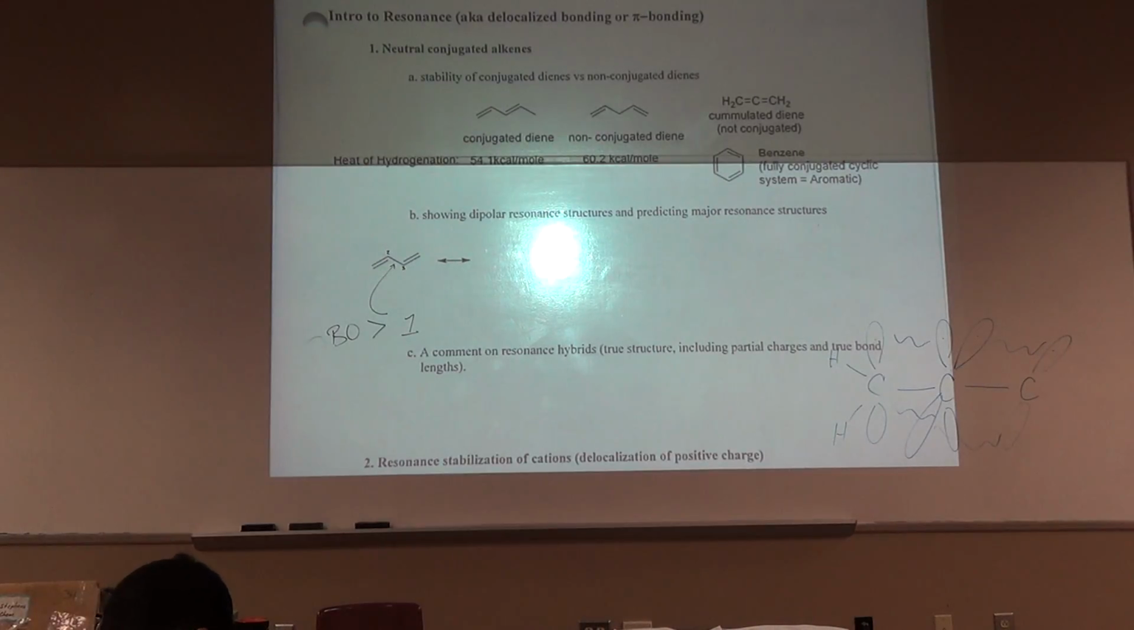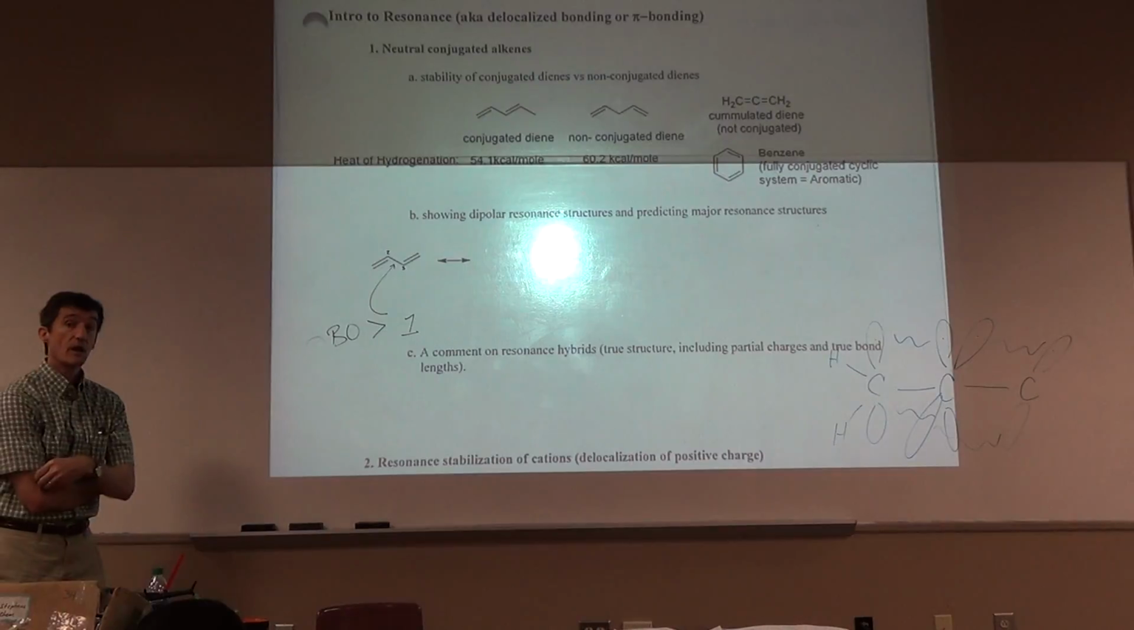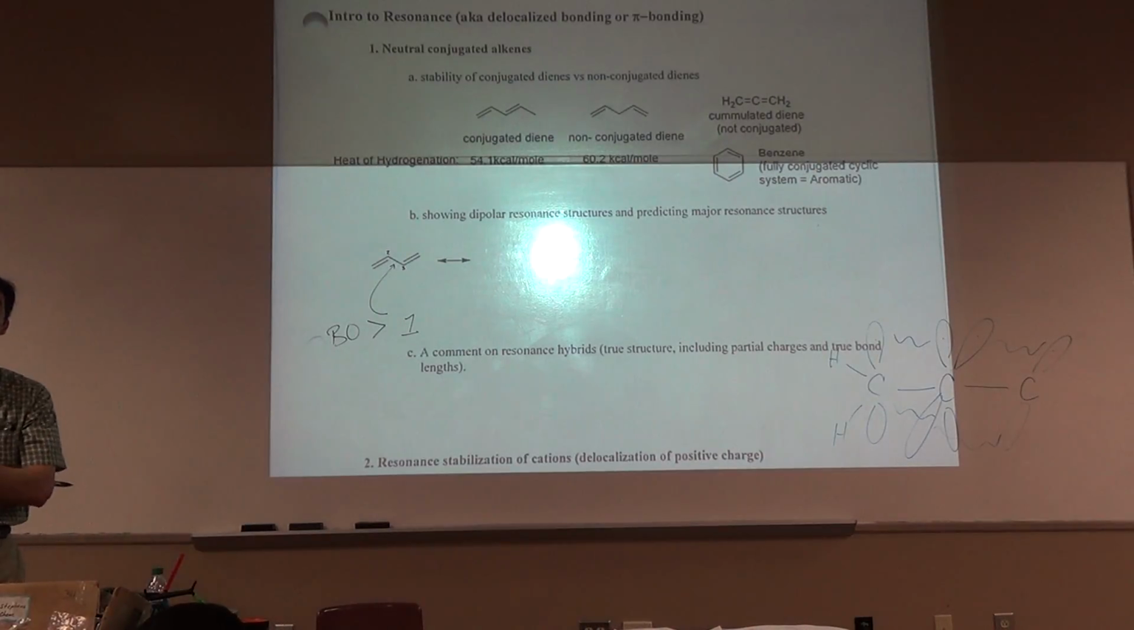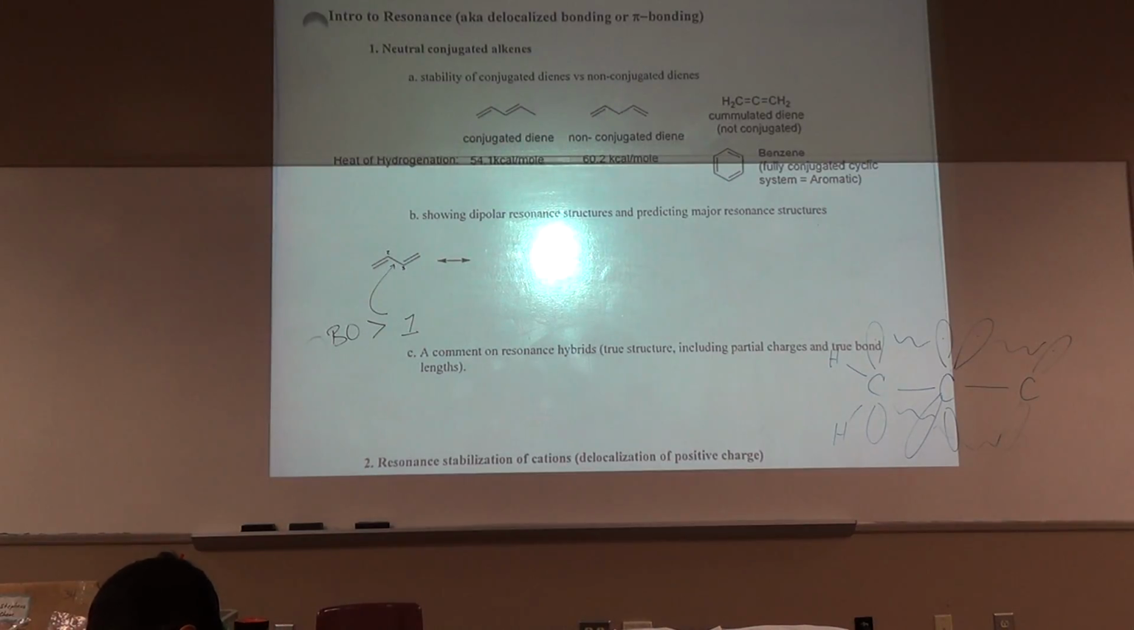What's the bond order between carbons 2 and 3? 2. Look at that resonance structure. The bond order is 2. That resonance structure tells you that the bond order between 2 and 3 is more than just 1. We see that it has some bond order of 2.